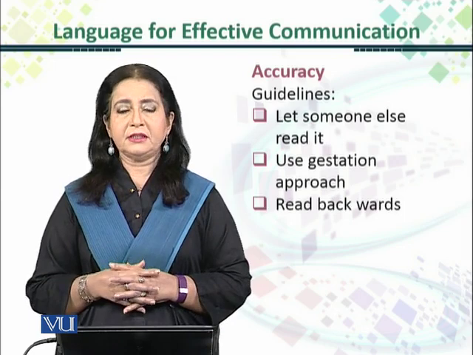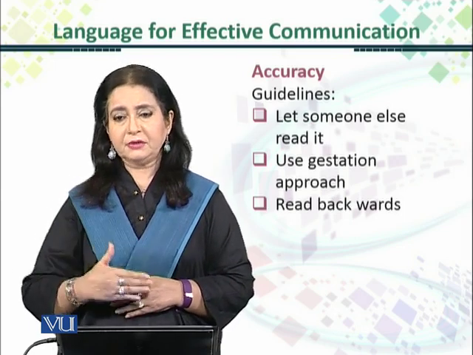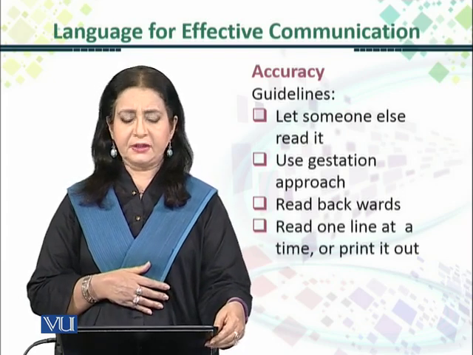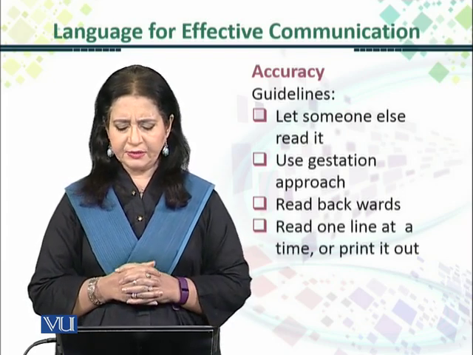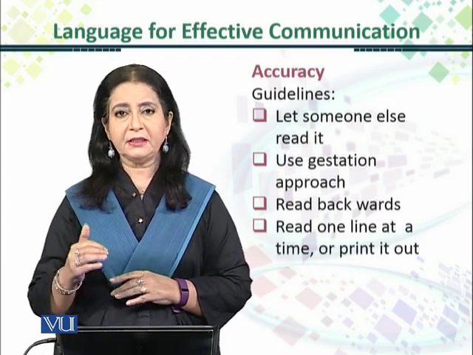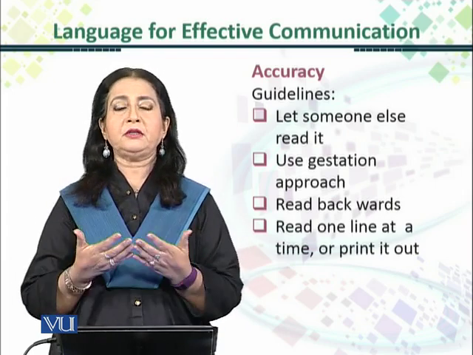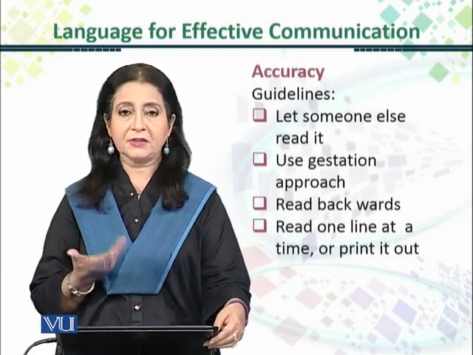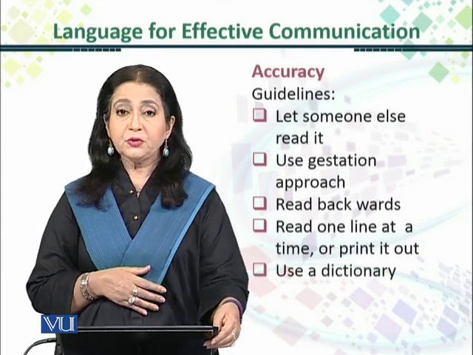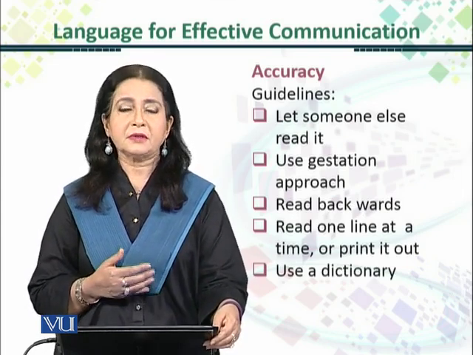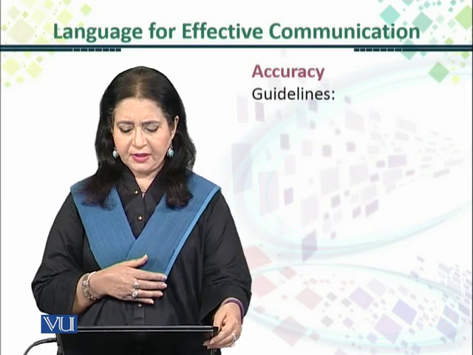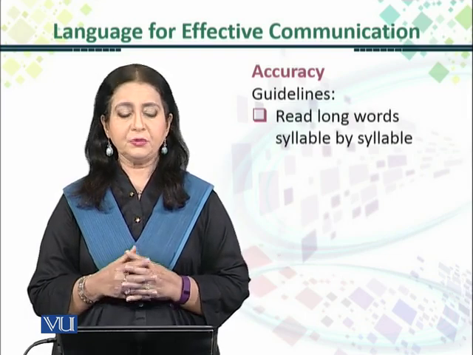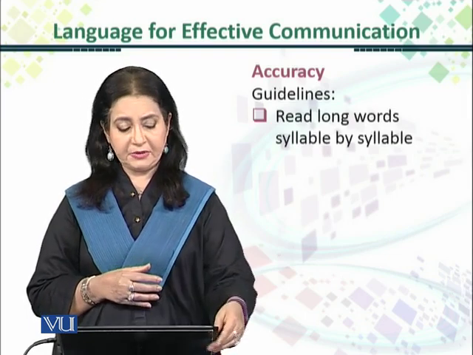Then read backwards. Instead of reading from top to bottom, you can read backwards, and that way you will be able to identify your errors. Read one line at a time or print it out. When you read one line at a time, don't read it as a whole. When you read it one line at a time, or you print it out and then read it, then some of the mistakes will surface. Use a dictionary to find out the correct words, spellings and so on. And then read long words syllable by syllable. This will help you to find out if there are any spelling mistakes.